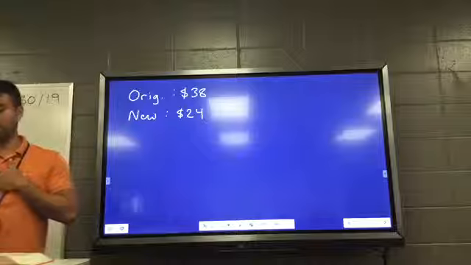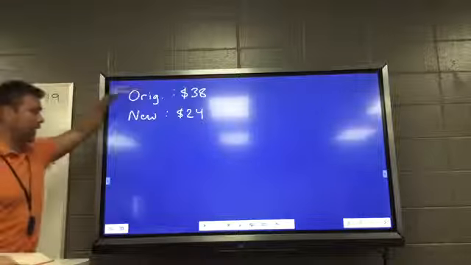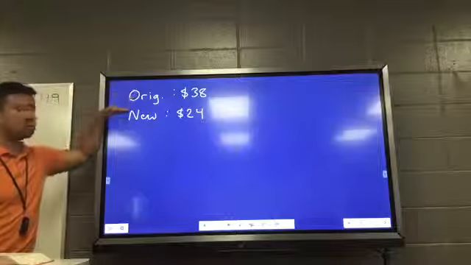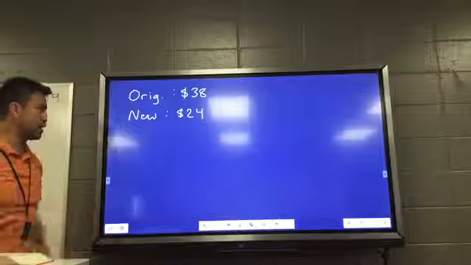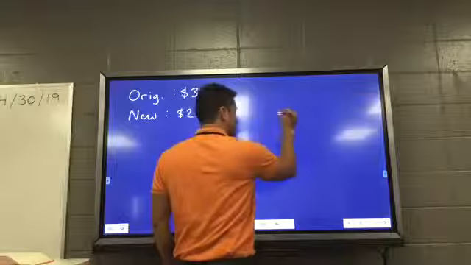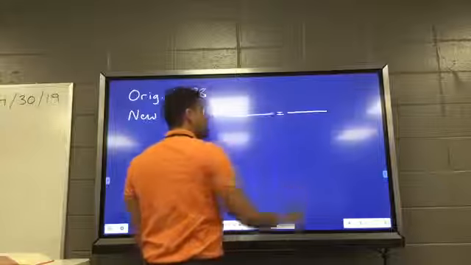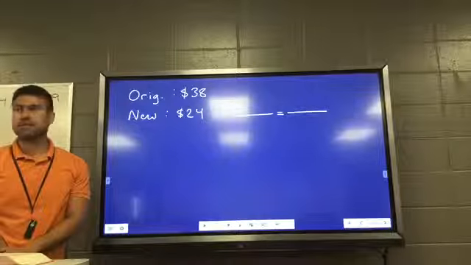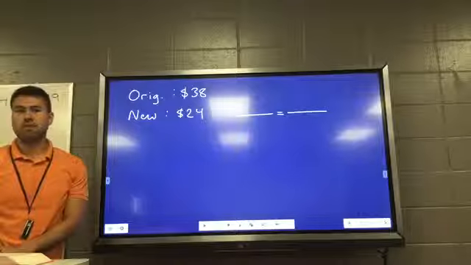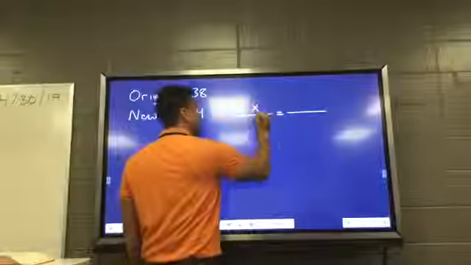So I'm going to make it a little bit lighter on you with the rounding. So they had it at $38 and then it dropped to $24. That is called a decrease. Okay, good. So how do I work this out? The same way I did the other problem. I'm going to set up a proportion. Do I have the percent decrease? What do you guys think? No, that's what I'm trying to find. I don't know what that is.